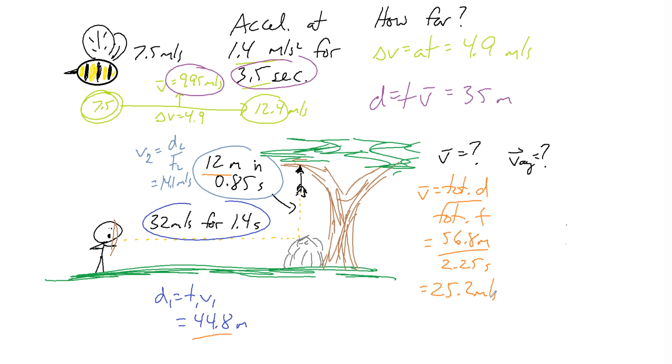Okay, well then, what about average velocity? For average velocity, instead of distance and time, of course, we want the total displacement and time. So I need my displacement, which means I've got to do some vectors here. So my arrow went this way, 44.8, and then it went up 12 meters, and then I need to find my resultant vector, which of course goes across there.